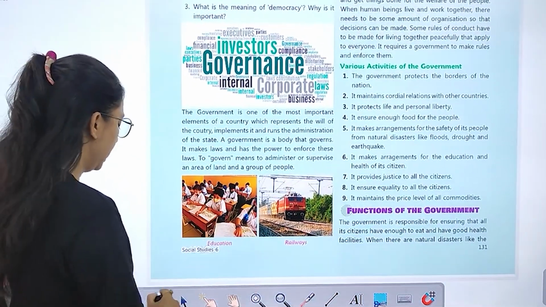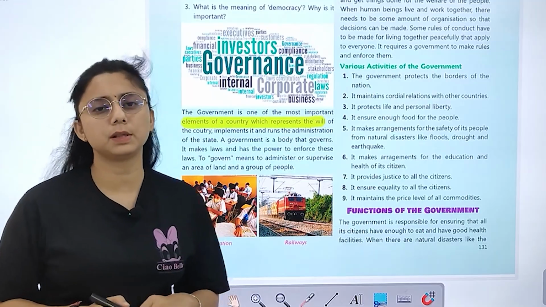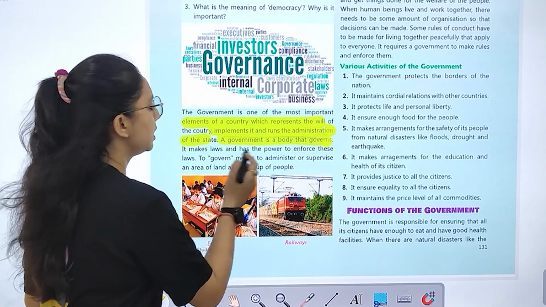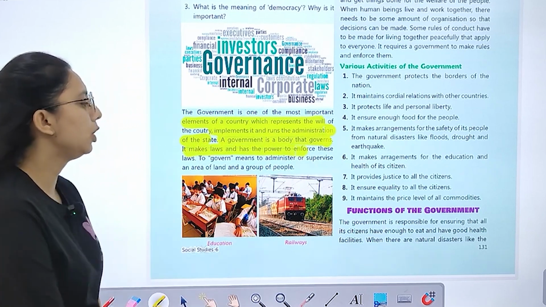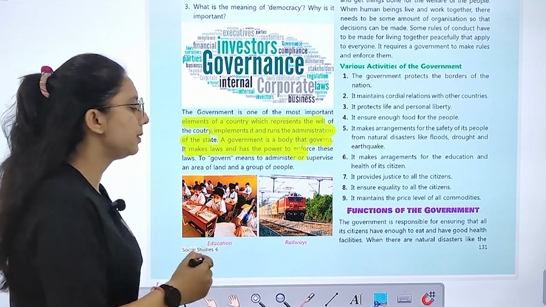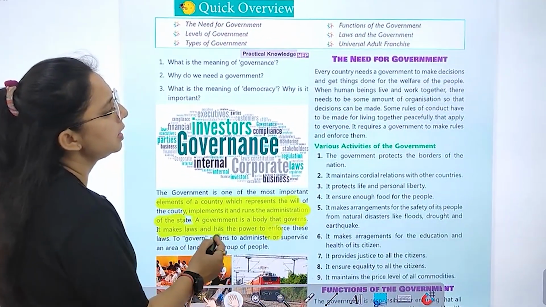What is government? It is the most important element of a country, which represents the will of the country. It implements and runs the administration of the state. Government is the body that governs. It makes laws and has power to enforce these laws. Governs means it administers and supervises. Right? Next is need for the government.